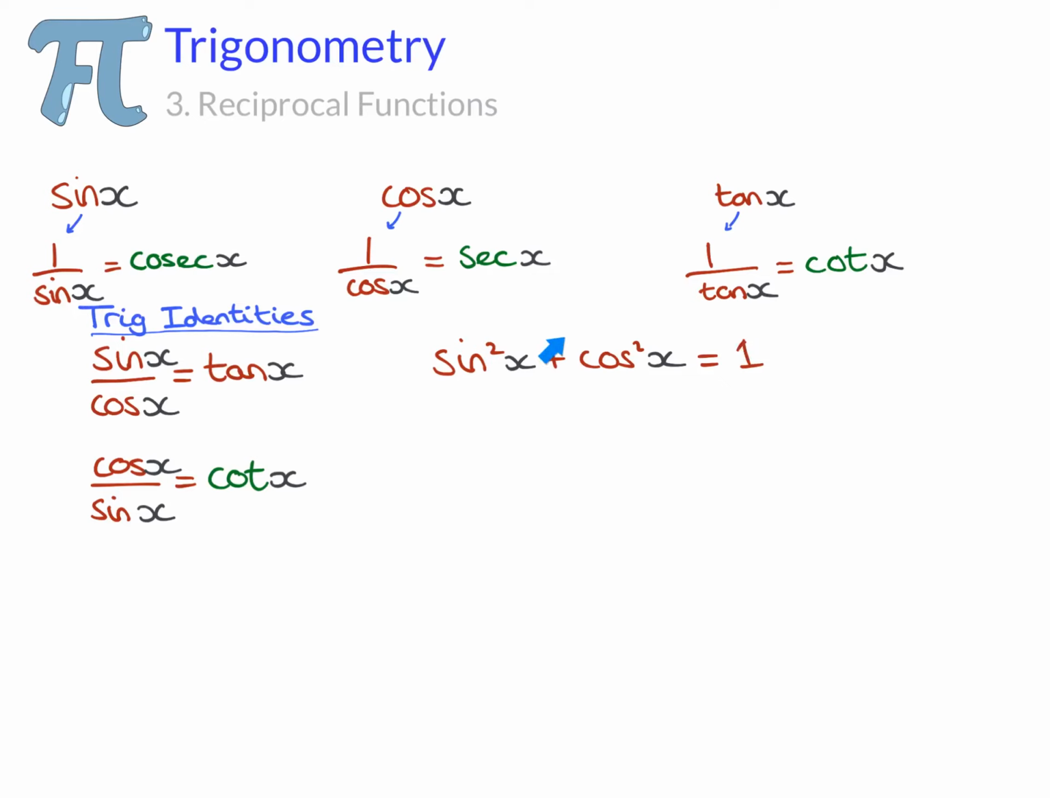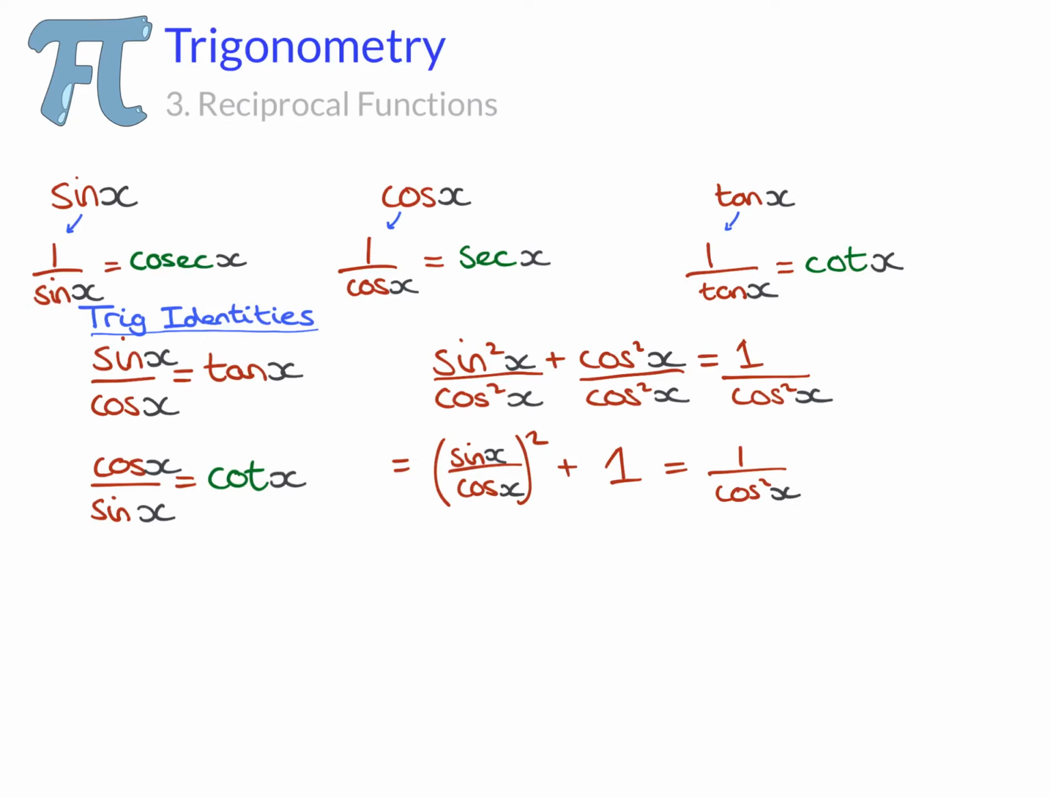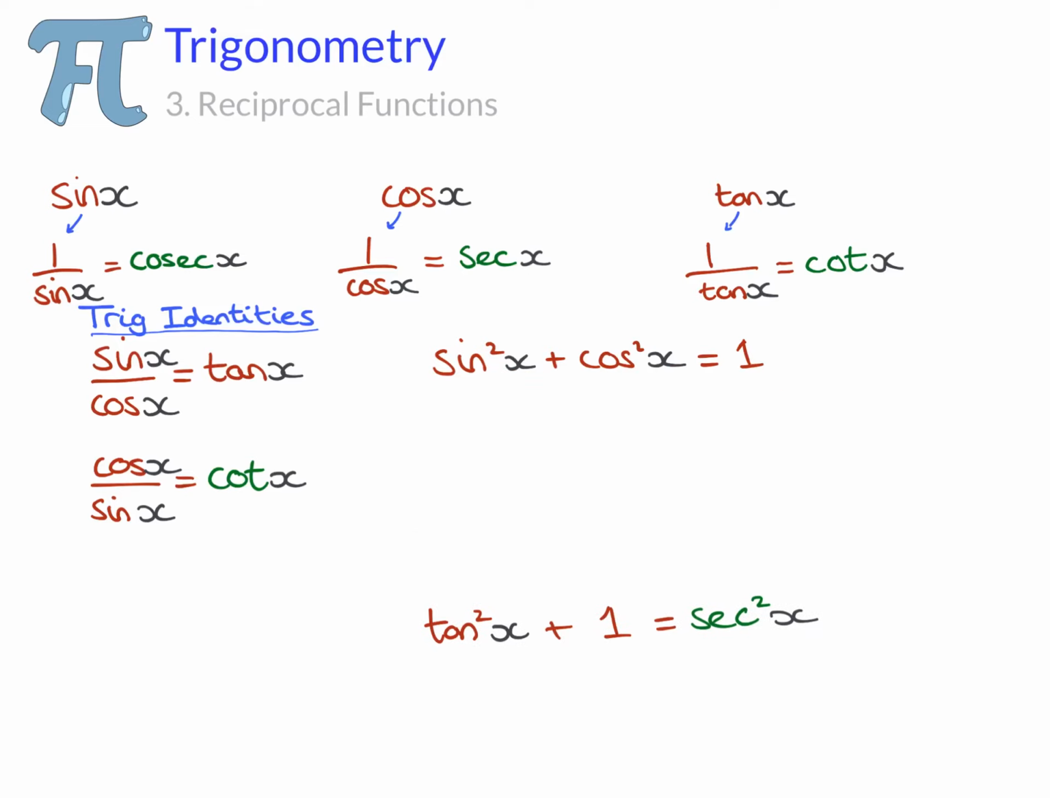If we take this relationship here and divide every term by cos squared x, we get sine x over cos x all squared plus 1 is equal to 1 over cos squared x. We write this as tan squared x plus 1 is equal to sec squared x.